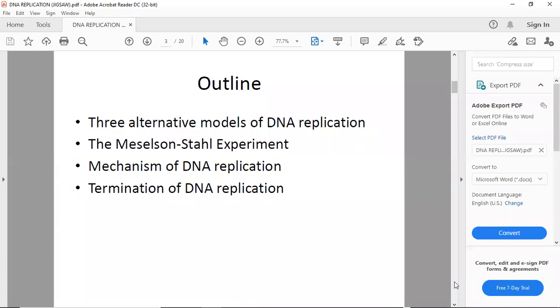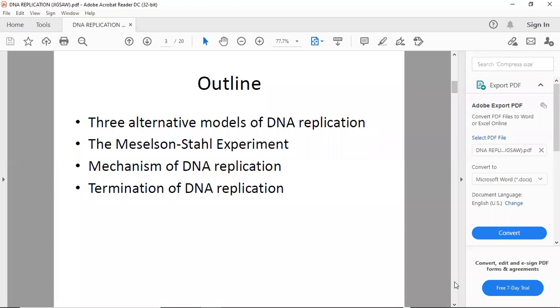So the outline for our lesson will be, firstly, we're going to look at the 3 alternative models of DNA replication. And then we're going to look at the Meselson-Stahl experiment. And then we're going to look at the mechanisms of DNA replication. And then we're going to look at termination of DNA replication. So when we look at DNA replication, we're simply talking about the duplication of DNA, or in other words, DNA synthesis.